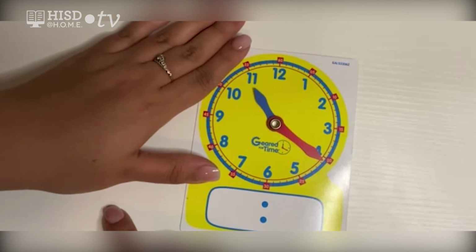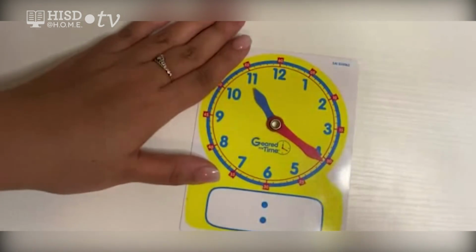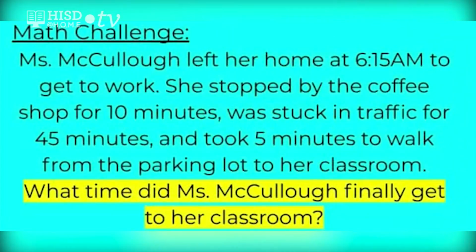All right, everyone, I'm going to go ahead and get right into our math challenge. So the math challenge for this week is to solve the problem in this math story. So let's read it together. Miss McCullough left her home at 6:15 a.m. to get to work. She stopped by the coffee shop for 10 minutes, was stuck in traffic for 45 minutes, and took 5 minutes to walk from the parking lot to her classroom. What time did Miss McCullough finally get to her classroom?